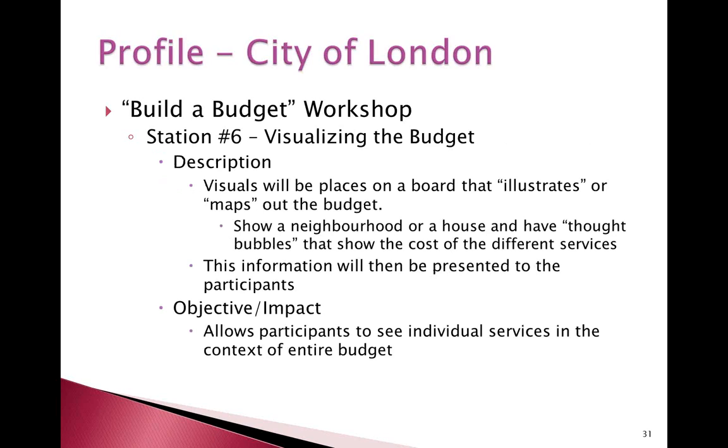Visualizing the budget. I think this one's great because there are a variety of learners out there, and some people are visual learners. So how it would work, you would have an imaginary, cartoonish map of a neighborhood, and you will identify the different services and show the cost in kind of a thought bubble. So for fire, show a fire truck going down the road and show the monthly cost, how much it costs the average taxpayer for fire in a month.